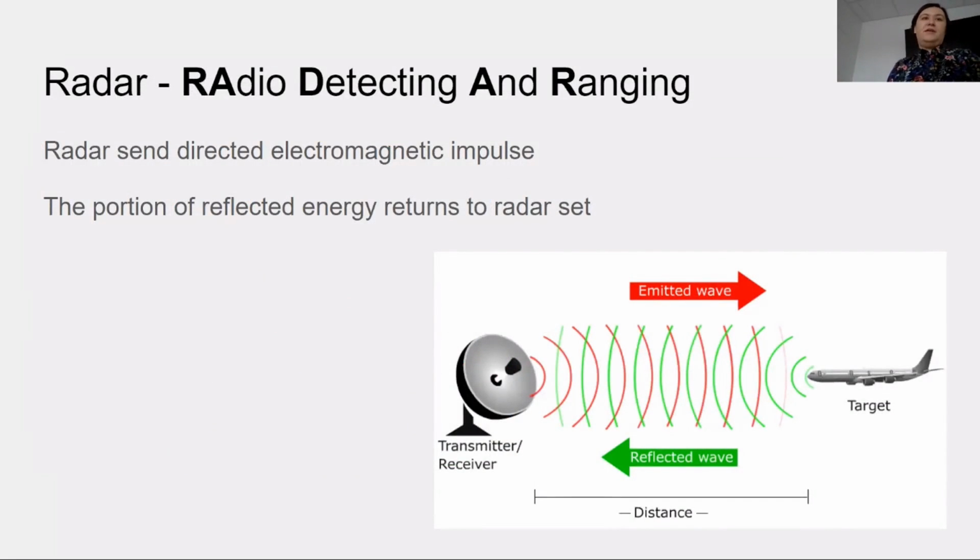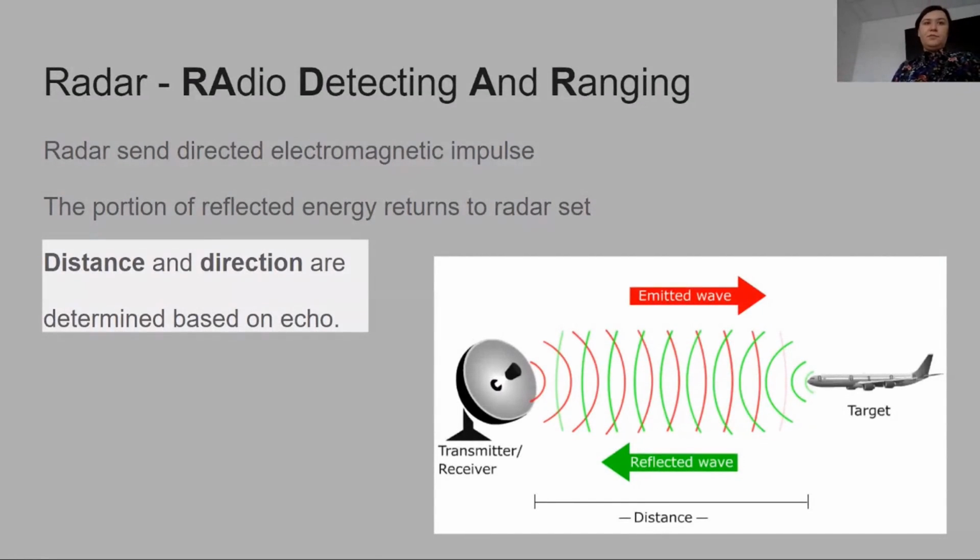So what are the radars? The word radar is the acronym of radio detection and ranging. It was used for the first time in 1940 by a US Navy commander. And the radar is the whole set of equipment which sends a directed electromagnetic impulse, and when the impulse hits the target and comes back with reflected energy, the radar gets the signal, which is analyzed, and it is possible to say what the target is and how fast it is moving.